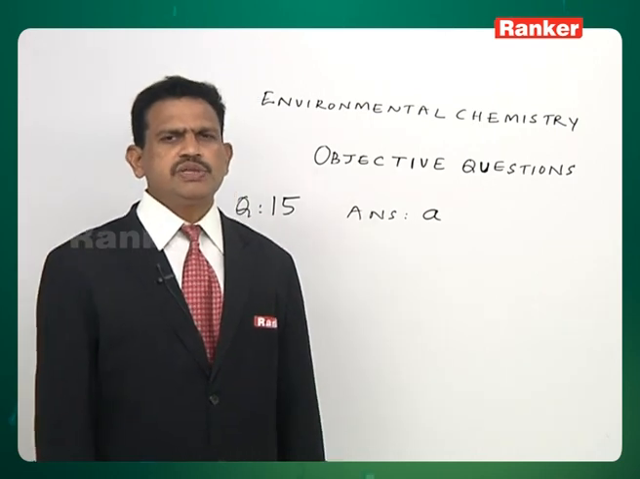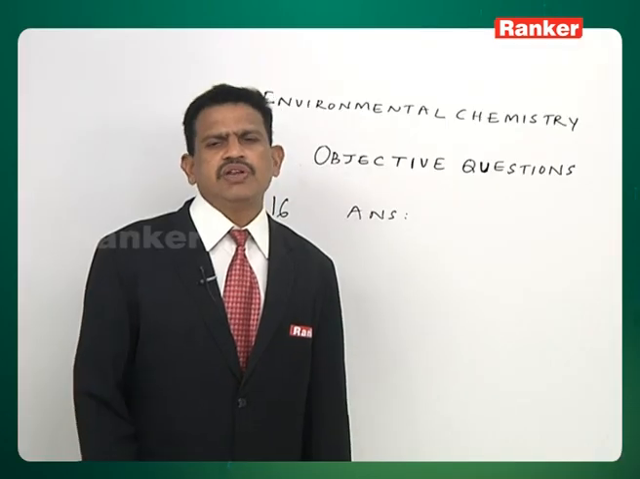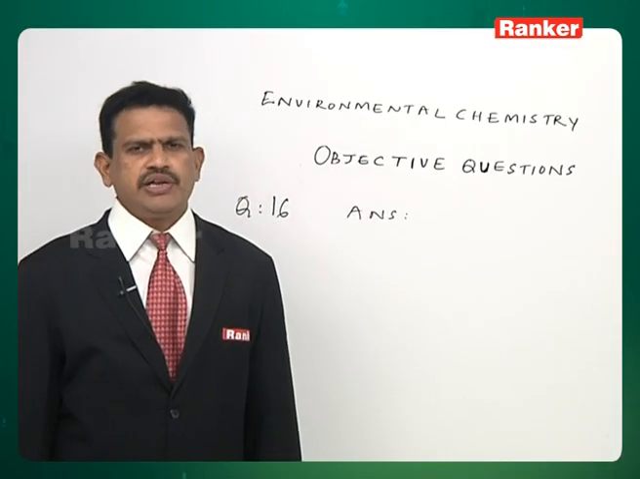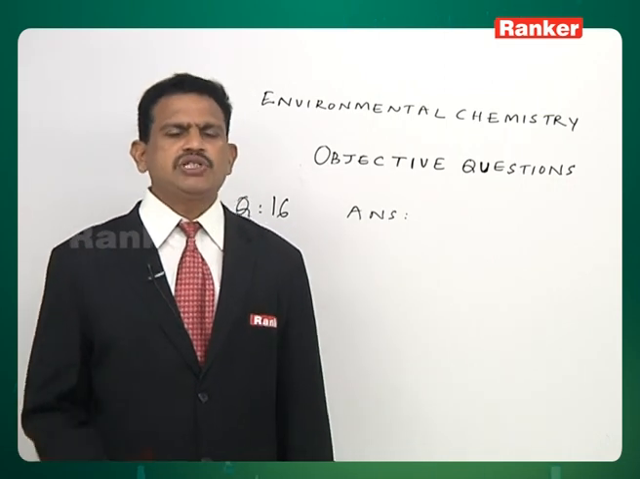Next, moving to question number 16. Liquid X is used in bubble chamber to detect the neutral mesons and the gamma photons. Then what is X? Bubble chamber is a device used for detecting the neutral mesons and even gamma photons in radioactivity experiments.